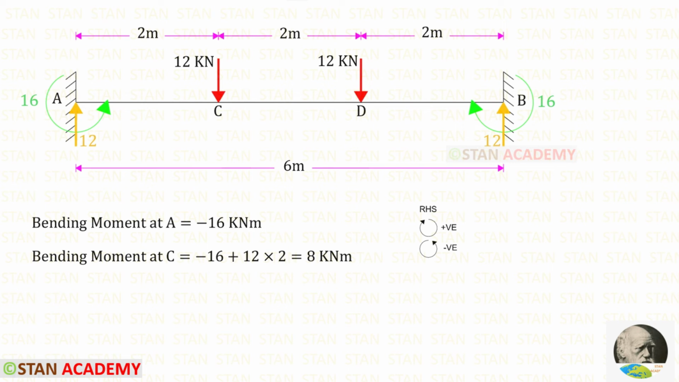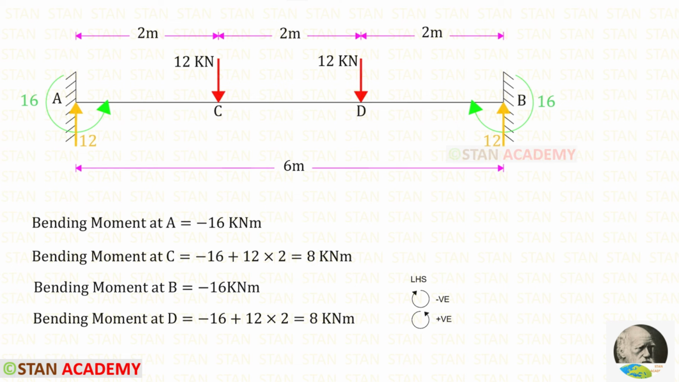To find the bending moment values in the points A and C, we can use right hand side rule. Clockwise will be positive and anti-clockwise will be negative. Let us find the bending moment in the point A. In the point A, we have MA, which is acting in the anti-clockwise direction, so that it will be negative. Let us find the bending moment in the point C. MA is acting in the anti-clockwise direction, so that it will be negative. RA is acting in the clockwise direction, so that it will be positive, and the distance is 2. Finally, for the bending moment at C, we are getting 8.